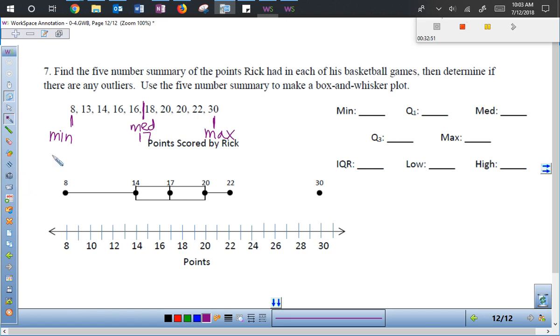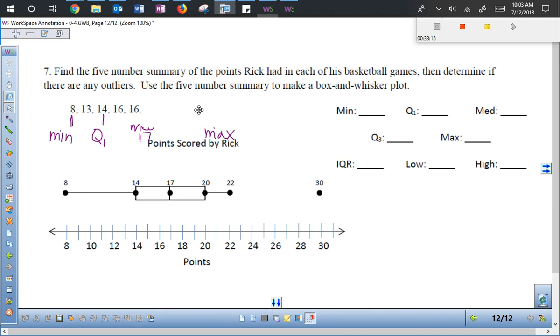So to find the first quartile, I need to find the median of all the numbers to the left of the median. Remember, we do not include the median in that. So I'm going to take my hand and cover up the median all the way to the right. And then I have 1, 2, 3, 4, 5. So the term in the middle is 14. That's my first quartile.